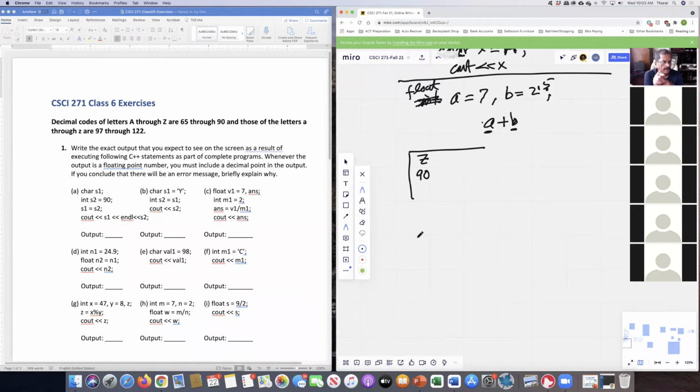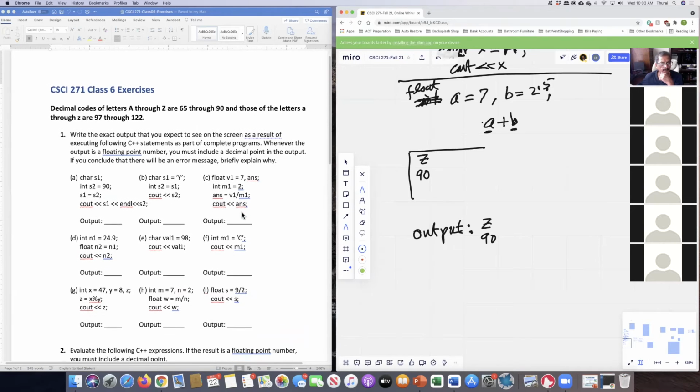S1 will have a Z, the 90 will be converted to char because S1 is char type. So it'll be Z, but S2 has 90. So you will get Z and 90. It says, what is the output? That's the question here, right? Then right there, you would write a Z and a 90 underneath it, and that's your answer. So remember that if this is a homework question or test question, that's how you present the answer. Exactly what you expect to see on the screen. That's all you write. Okay, part B, anybody?